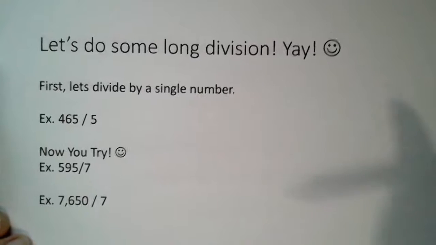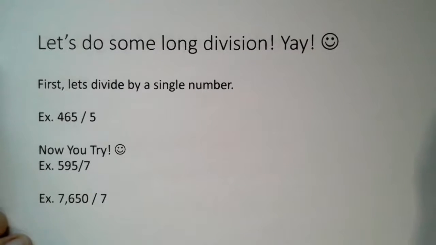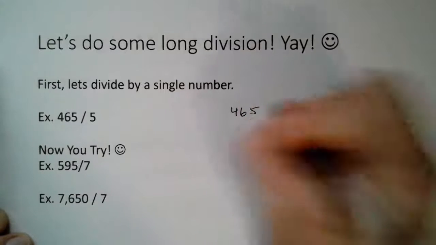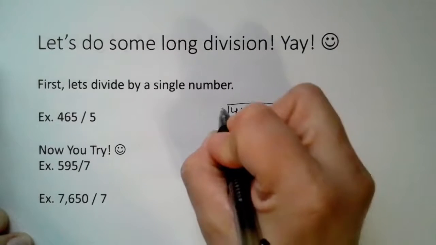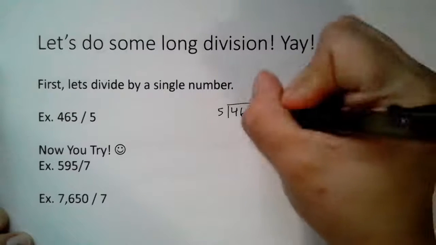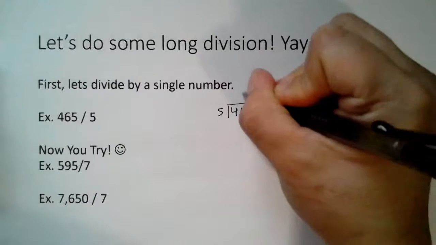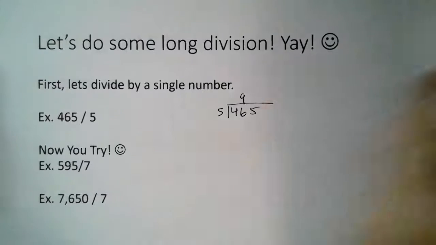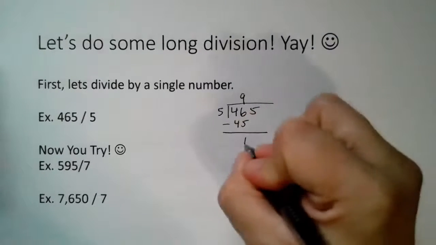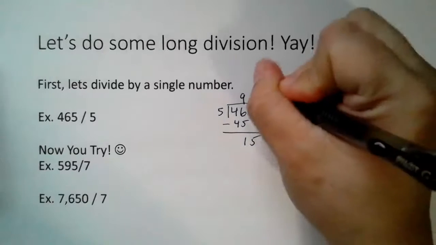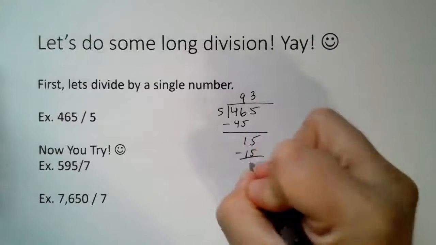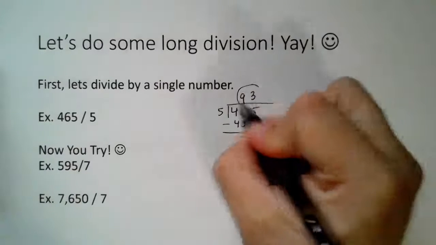Okay, so next thing about division, let's do some long division. Yay, smiley face. So let's try dividing by a single number. So 465 divided by 5. So remember how this goes. 5 doesn't go into 4, but it does go into 46 9 times at least. So that 9 times 5 is 45. Subtracting, we get 15. 5 goes into 15 3 times. 3 times 5 is 15, and that is it. So our answer is 93.